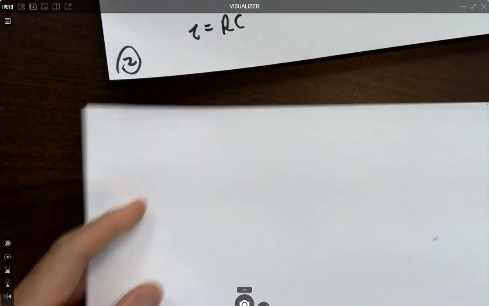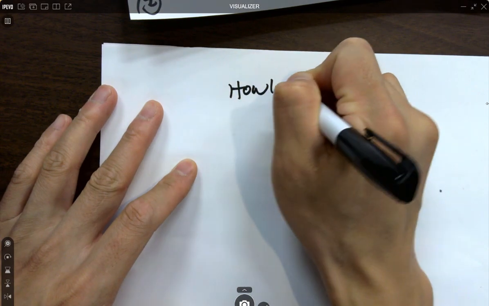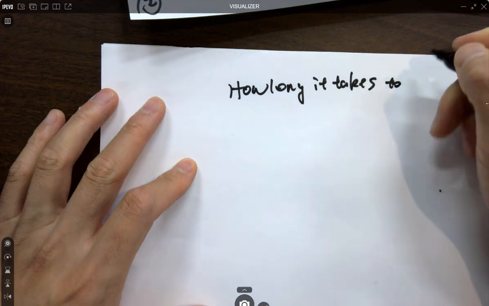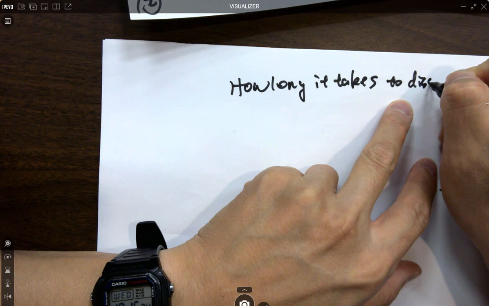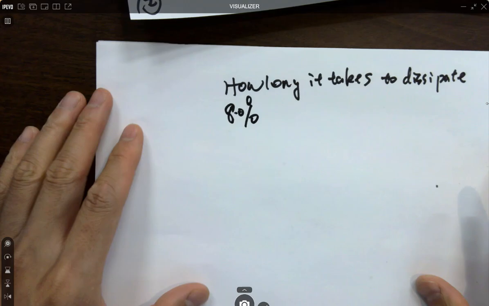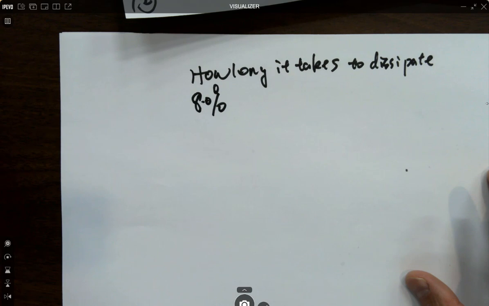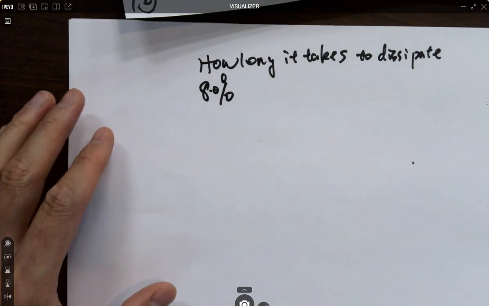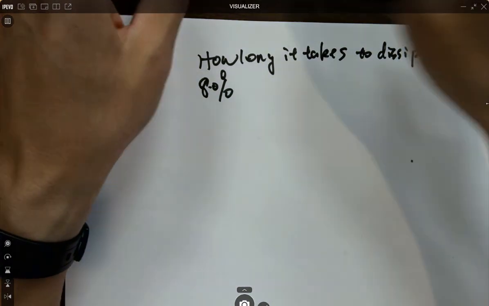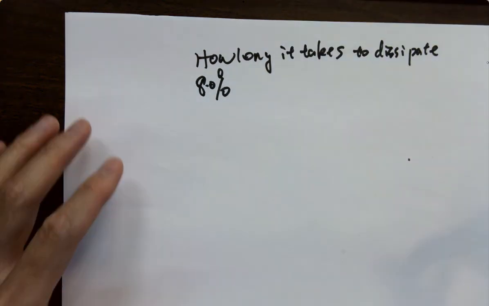how to calculate it. It's asking how long it takes to dissipate 80% of the initial energy. 80% of it is dissipated. So if 80% is dissipated, what's left? 20%. Okay? 20%.